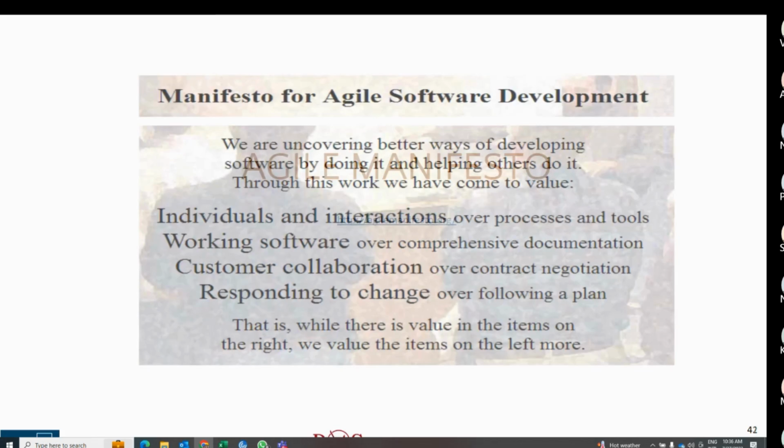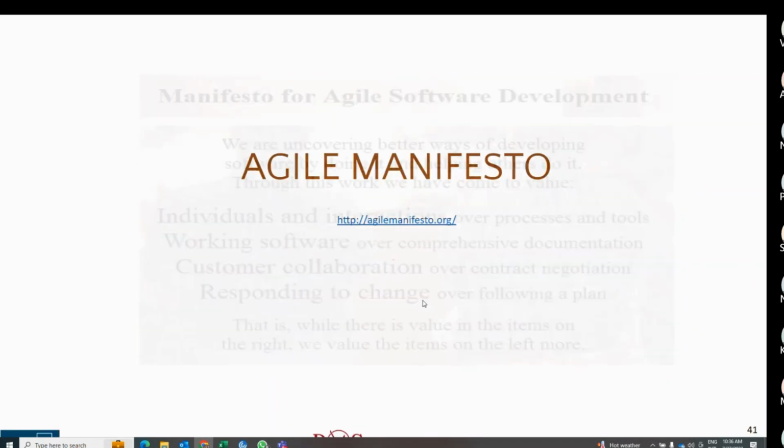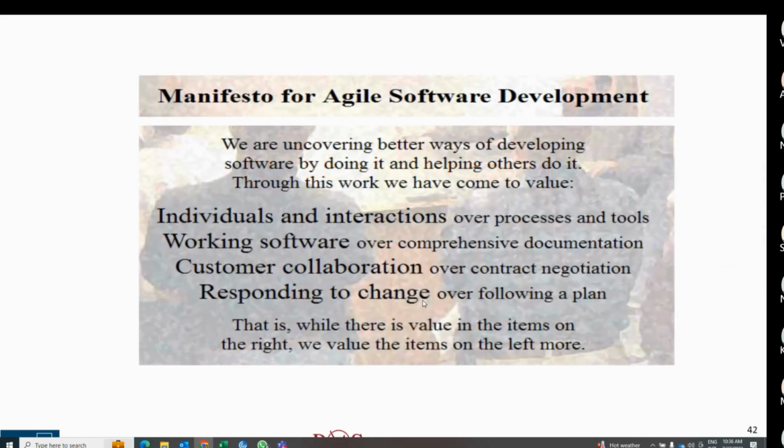This is the Agile Manifesto. If you read it, every word of what is written on your screen, I took the snapshot. If you go to this website, you will find the exact snapshot. So I did not write it; I took the snapshot. And this Agile Manifesto is specifically written for software development.